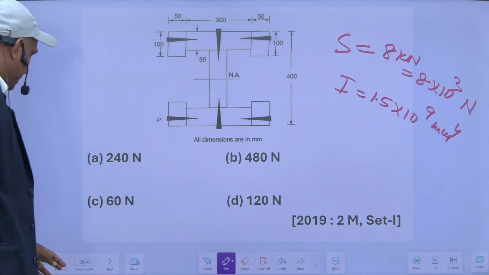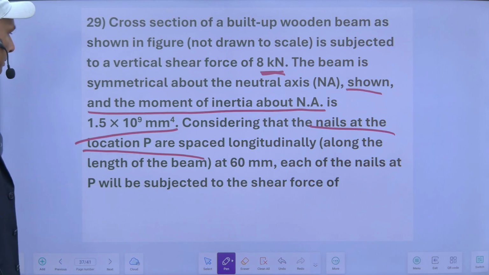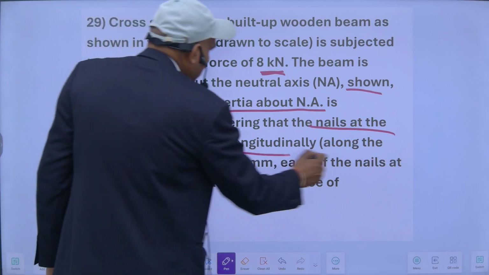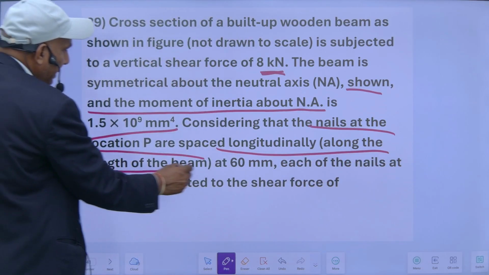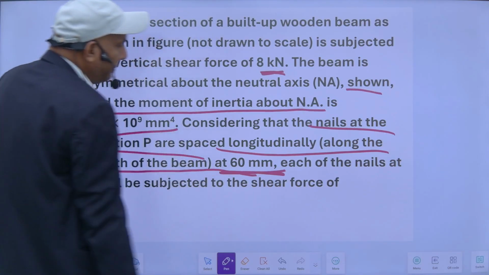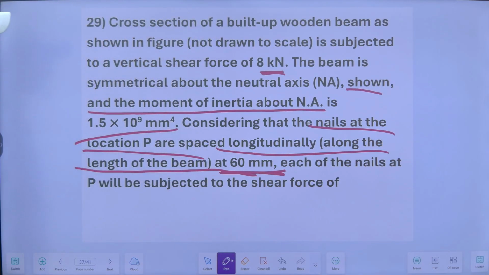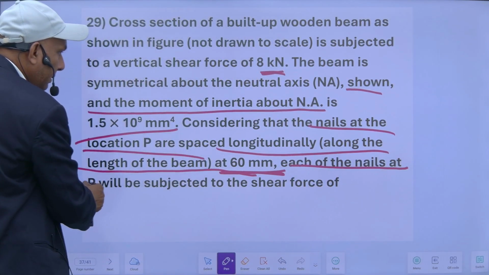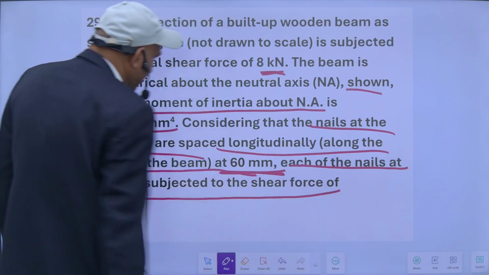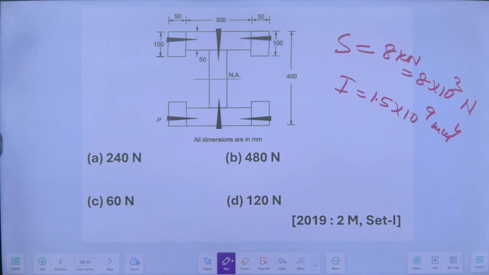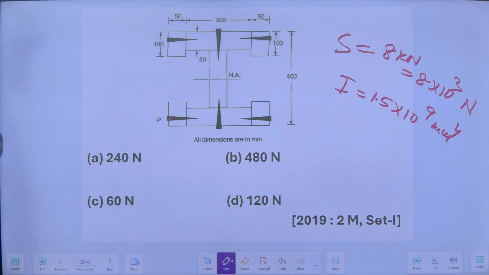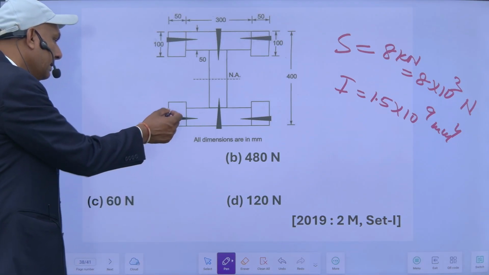Nails at this location are spaced longitudinally along the length of the beam at 60 mm interval. So 60 mm is the spacing. Each of the nails at P will be subjected to a shear force of how much? How much will be the shear force of the nail at this location?